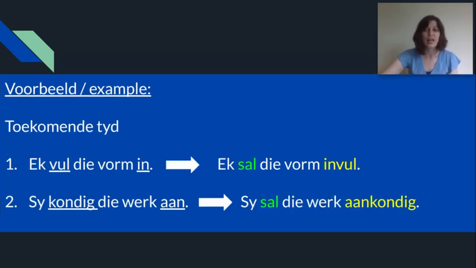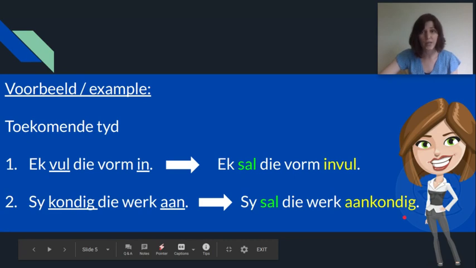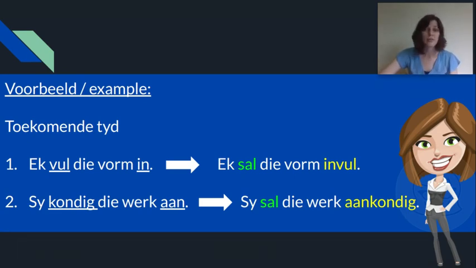Okay, so now for the future tense, you will see that sal still takes the position of your verb, and the verb moves into the position behind your preposition, and it attaches to it so that it is one word. So ek sal die vorm invul. Then for the second sentence, it is sy sal die werk aankondig. One word. If you do not write this as one word, it will not be marked correct if you are writing this in a language test.